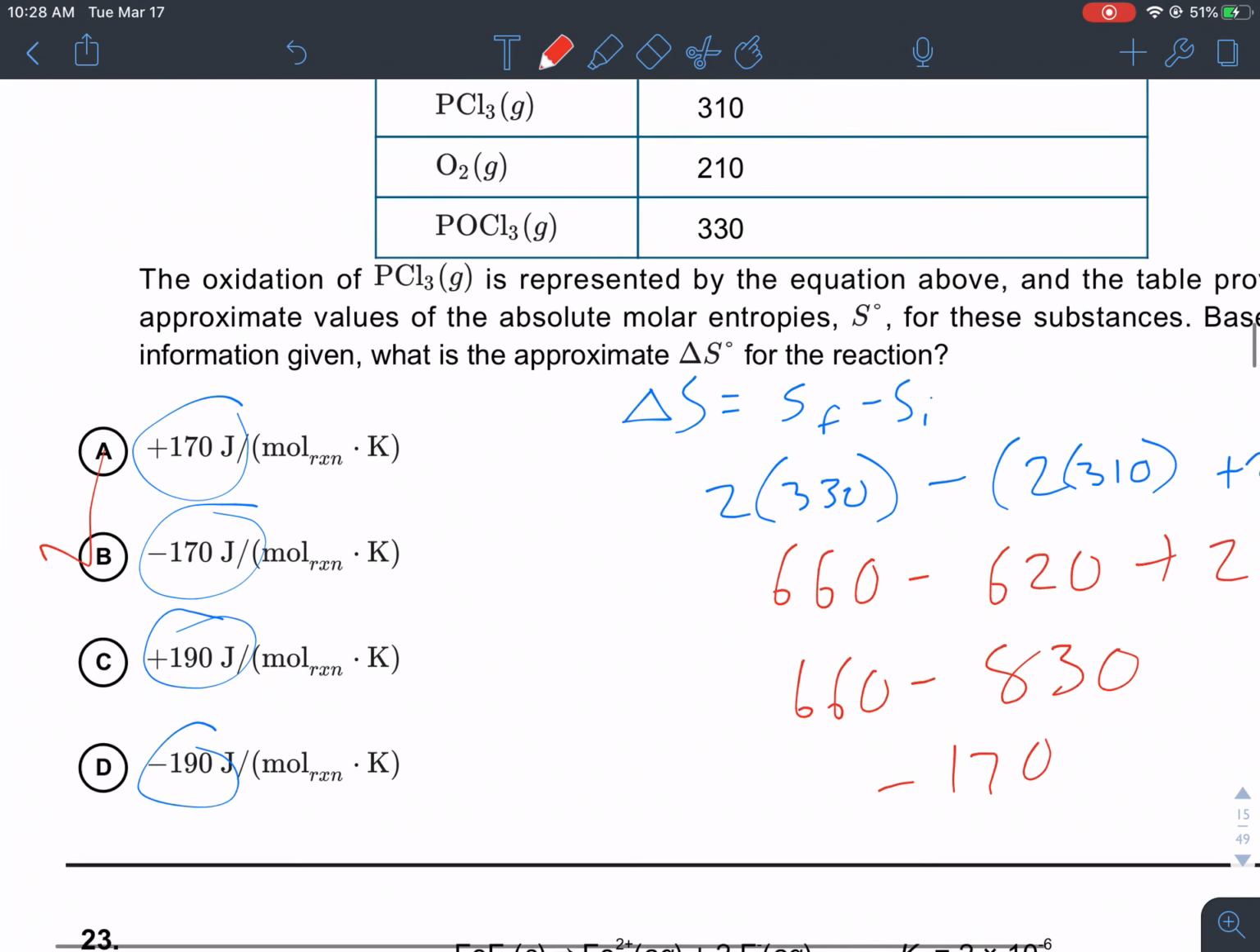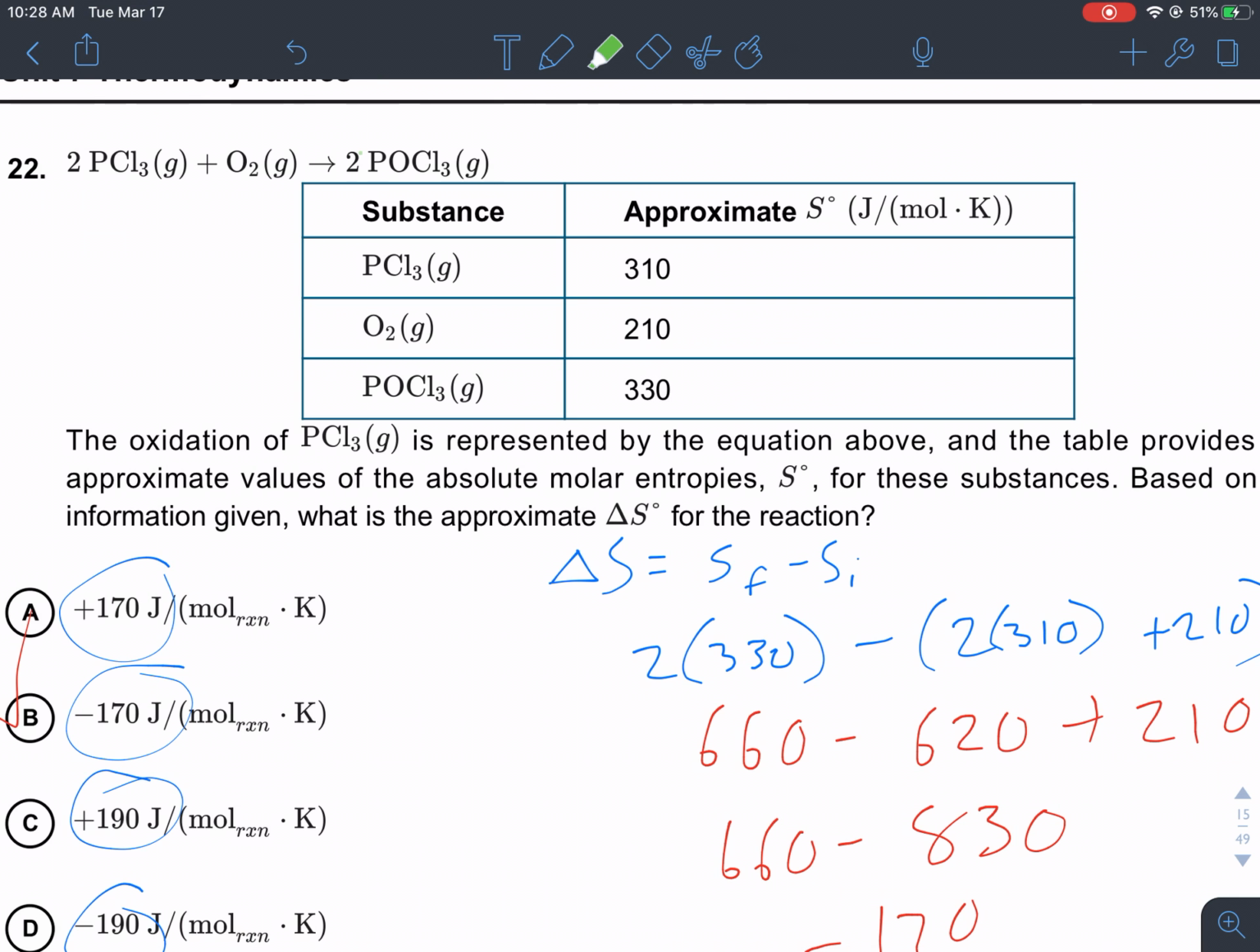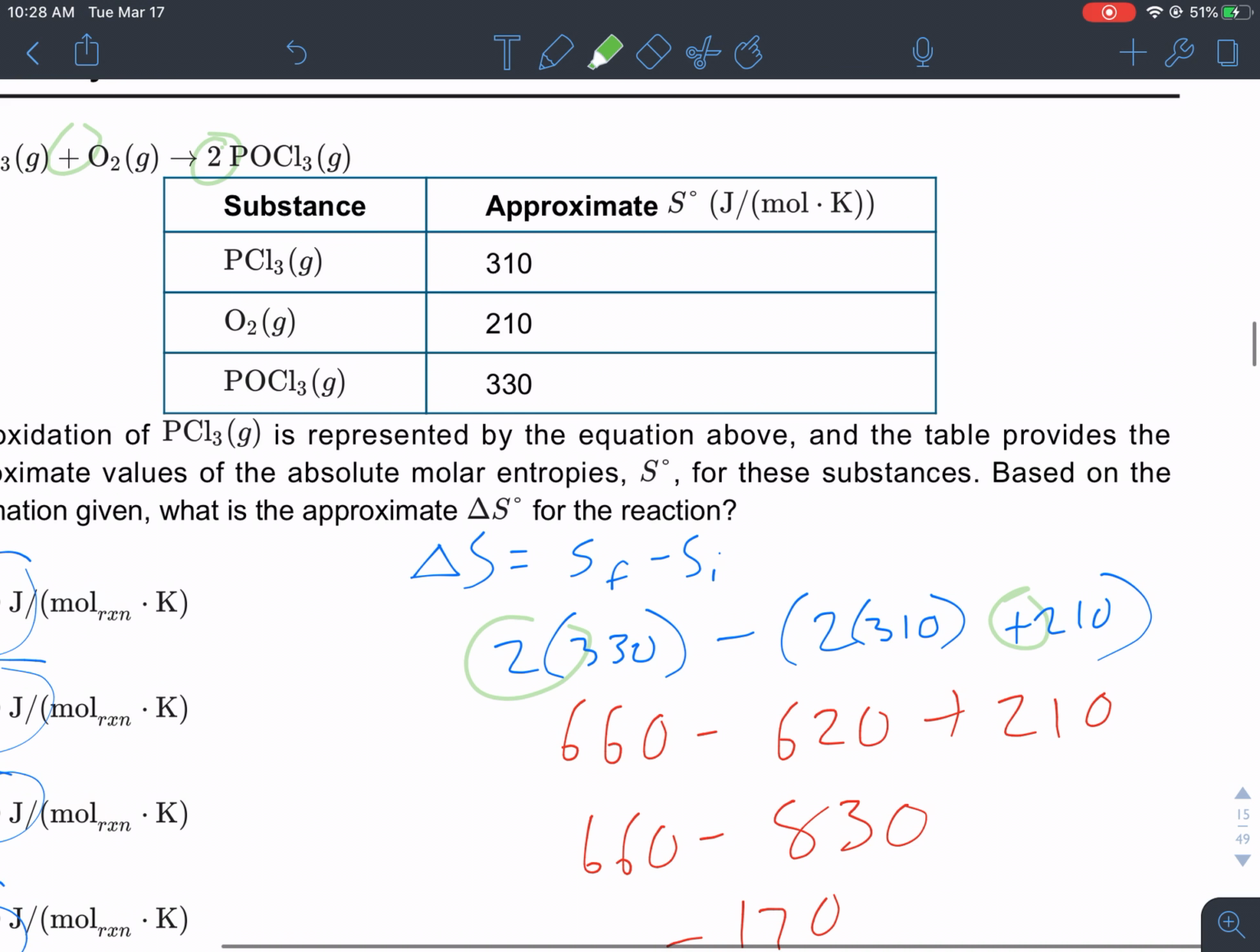Products minus reactants. Make sure that you guys are calculating for the coefficients. 2, 1, 2, right? So this is 2, 1, 2. And then just get them from the table. Products minus reactants, or final minus initial.